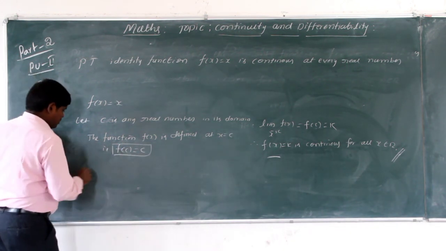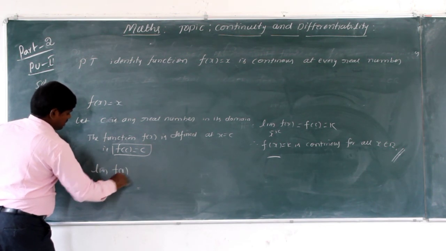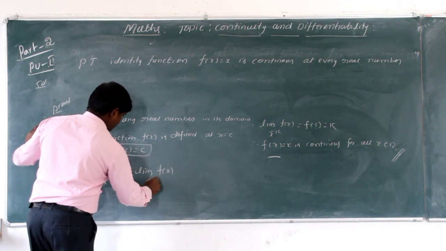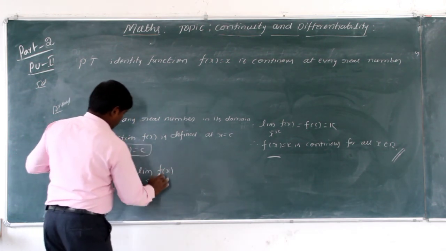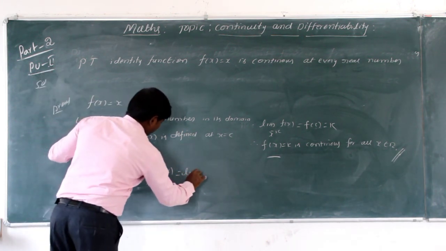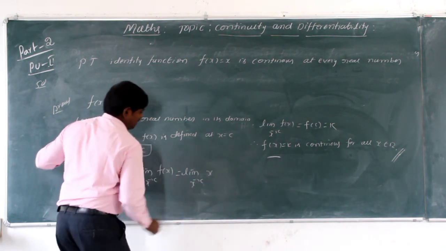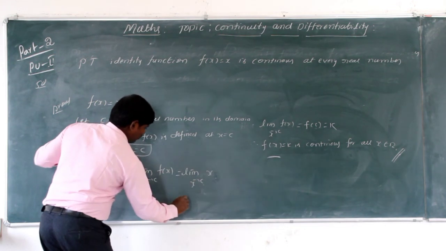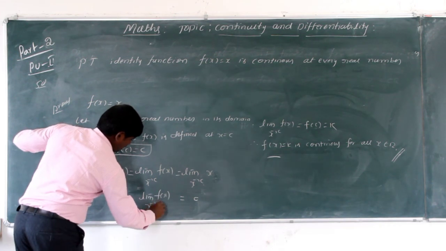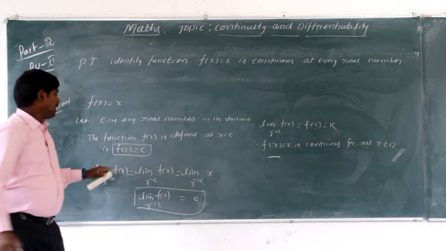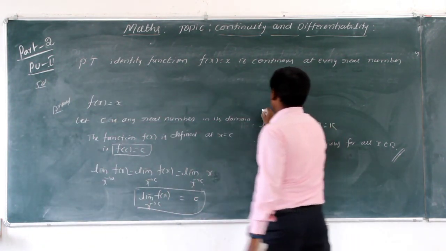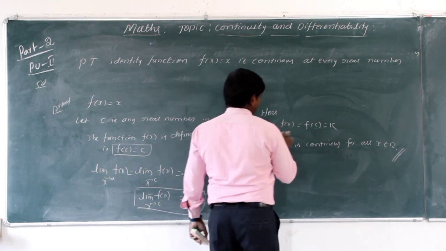Okay, so next, the limit of f of x as x tends to a, which is equal to the limit of f of x as x tends to c. So we apply the limit, which is equal to the limit of x as x tends to c. Applying the limit, it is equal to c. So therefore, the limit of f of x as x tends to c is equal to c, and f of c is also c. That means the limit of the function and the value of the function are the same.